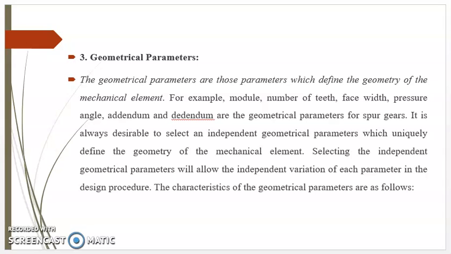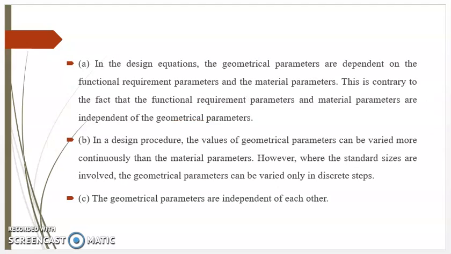The characteristics of the geometrical parameters are as follows. In the design equations, the geometrical parameters are dependent on the functional requirement parameters and the material parameters. This is contrary to the fact that the functional requirement parameters and material parameters are independent of the geometrical parameters. In a design procedure, the values of geometrical parameters can be varied more continuously than the material parameters. However, where the standard sizes are involved, the geometrical parameters can be varied only in discrete steps. The geometrical parameters are independent of each other.